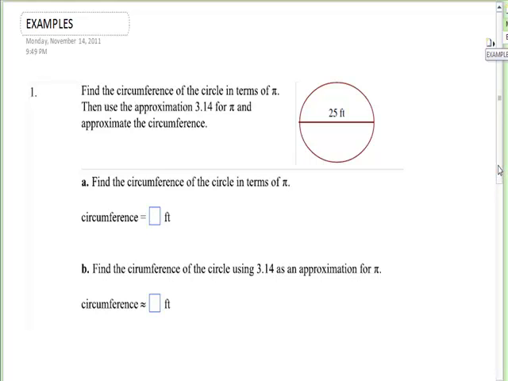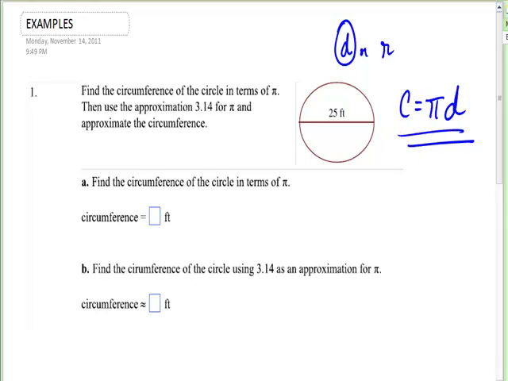All right, problem number 1. It says, find the circumference of the circle in terms of pi. Then use the approximation 3.14 for pi and approximate the circumference. So we have two problems to do here. The first thing I want you to notice is, are you given the diameter or the radius? Well, you're given the diameter because you're given the distance all the way across. If you have the diameter, the formula for circumference is pi times the diameter. So that's the formula we're going to use.